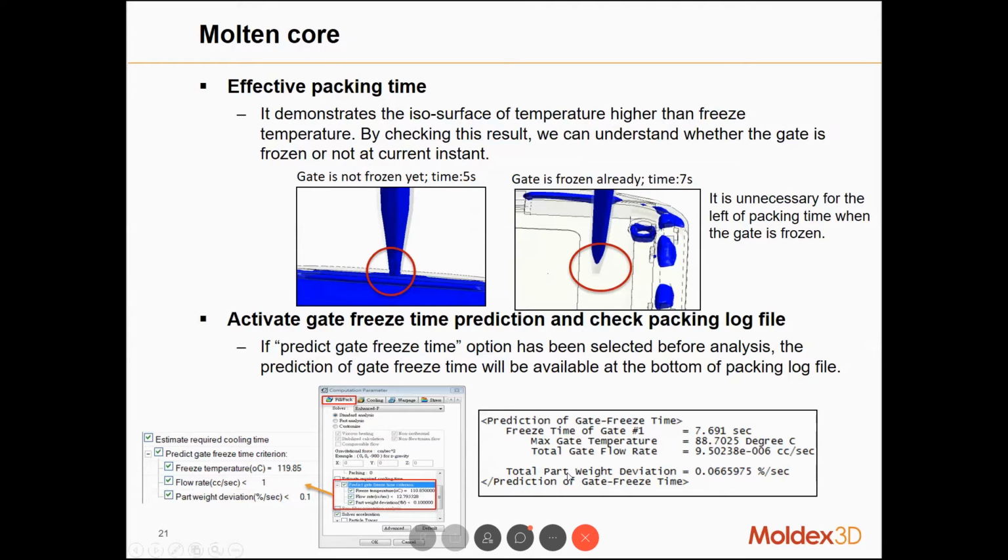And in this picture, you can see the packing log file provides you the prediction of the gate freezing time here. And in this case, the gate freezing time from the log file is about 7 seconds.